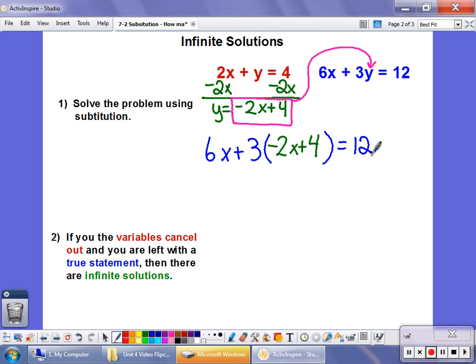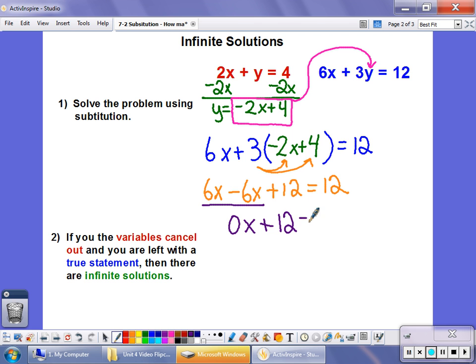So let's use our distributive property and see what happens here. I'm going to get 6x minus 6x, because 3 times negative 2 is negative 6, plus 12 equals 12. So it's time to combine my like terms. So I have 6x minus 6x. That gives me 0x. I've never had a problem where the variables canceled out like that, because 0x means I don't have any x's. That just leaves me with a statement that says 12 equals 12.